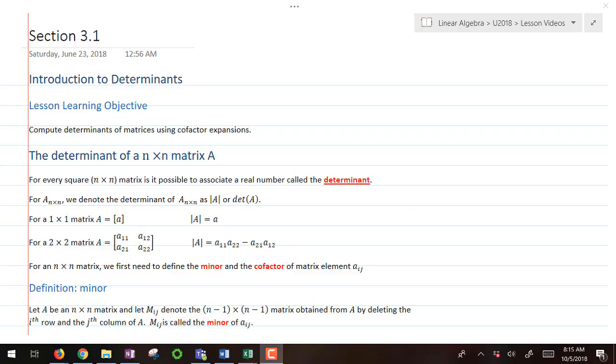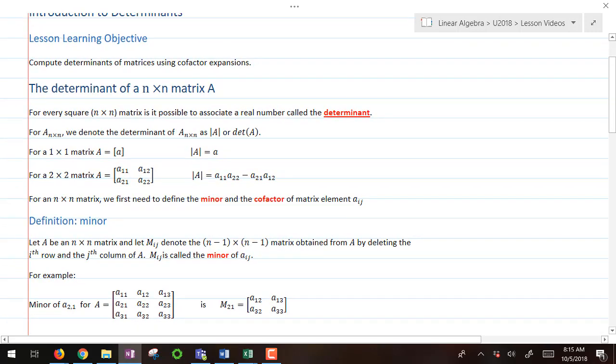In this video, we're going to look at an introduction to determinants, and primarily we're going to focus on the learning objective of computing determinants of matrices using cofactor expansion. The determinant of an n by n matrix, you can only find determinants for square matrices. If you'll recall, we talked about the 2 by 2 case for a determinant, and we said that when the determinant is 0, then the matrix is not invertible, and we're going to generalize that now to n by n matrices.